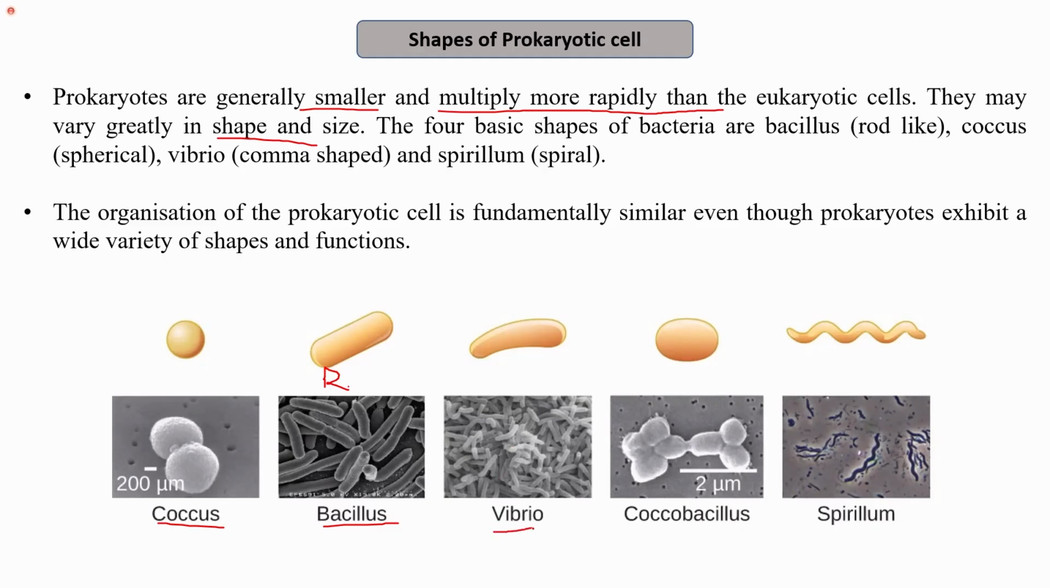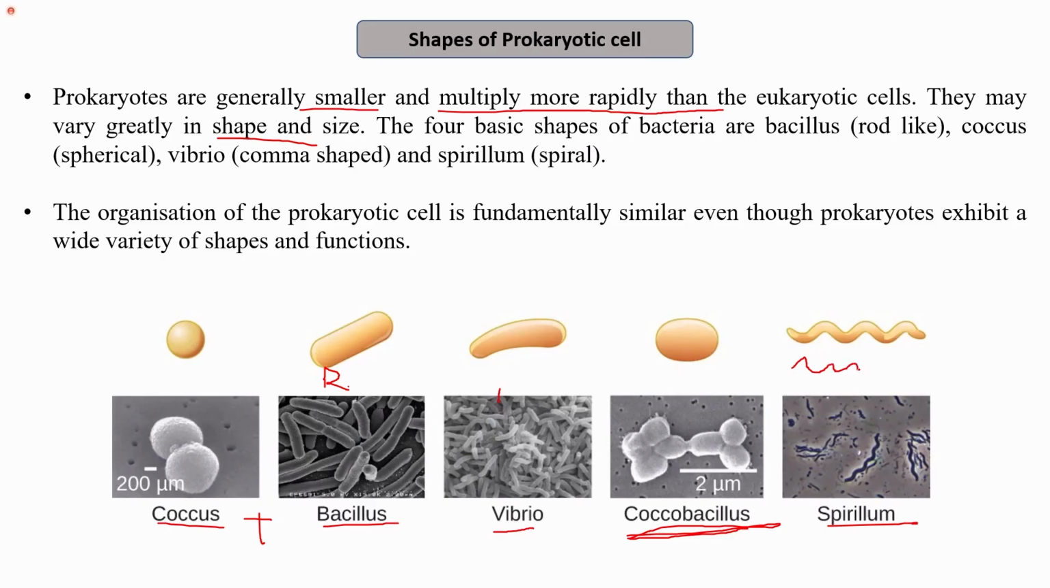Then we have Vibrio. Then we have Cocobacillus, and Cocobacillus, as the name suggests, is a combination of coccus plus bacillus. So the organisms are both rounded and rod shaped. So it is kind of oval shaped bacteria. Not exactly rectangular, not exactly circular, but it's a combination of both. And then we have Spirillum, which is a spiral shaped bacteria.